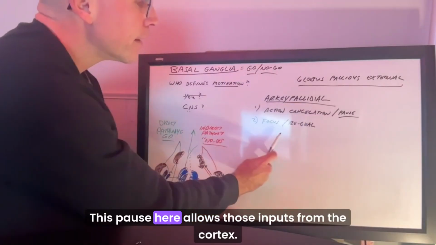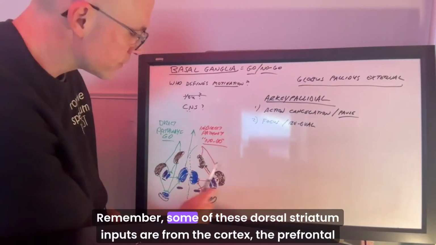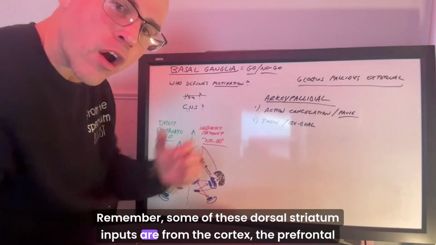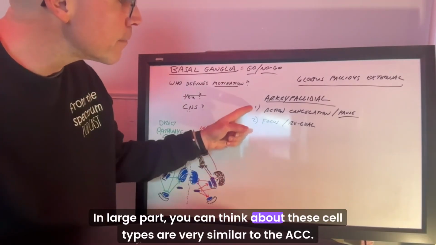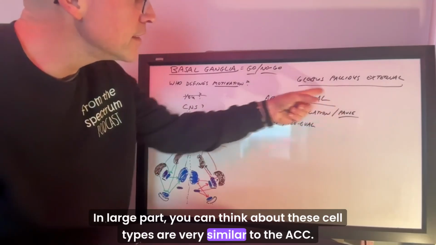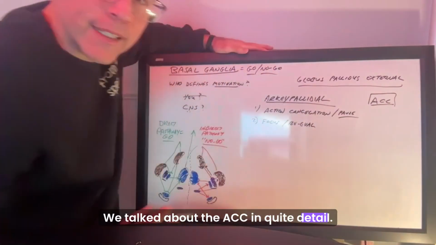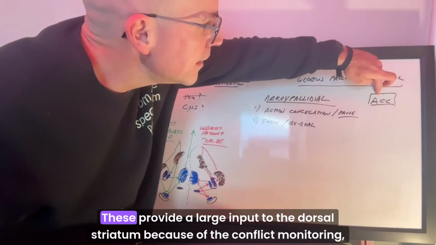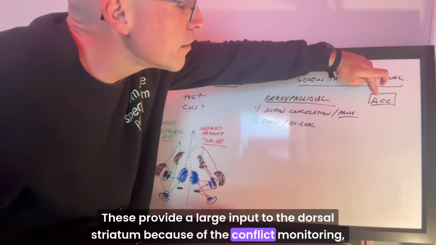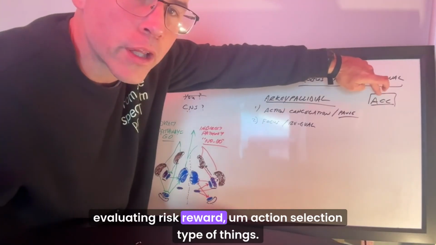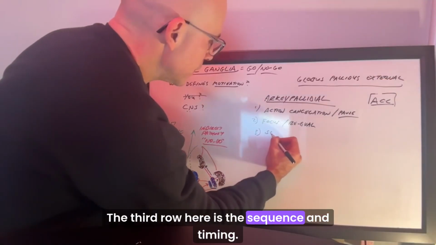This pause here allows those inputs from the cortex. Remember, some of these dorsal striatum inputs are from the cortex, the prefrontal cortex. In large part, you can think about these cell types as very similar to the ACC. We talked about the ACC in quite some detail. They have very similar roles. These provide a large input to the dorsal striatum because of the conflict monitoring, evaluating risk and reward, action selection type of things. The third role here is the sequence and timing.